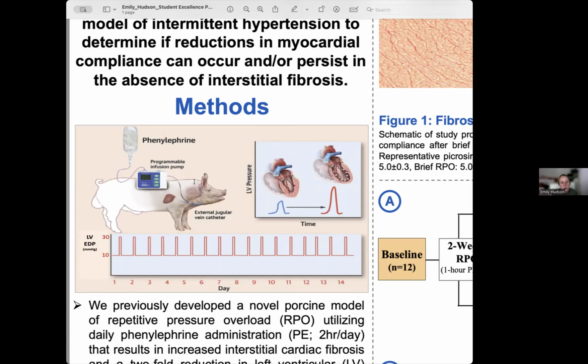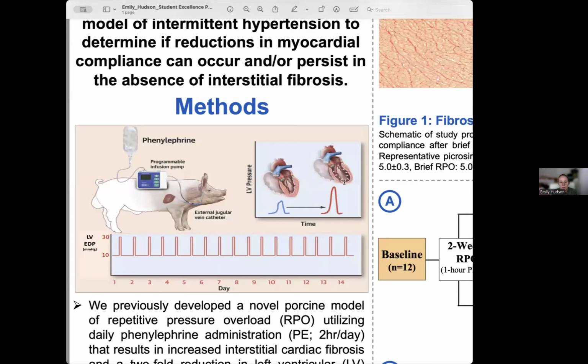We do this by instrumenting pigs with jugular vein catheters, and we connect them to programmable infusion pumps and administer phenylephrine for 2 hours a day over a period of 2 weeks. Phenylephrine is an alpha-1 adrenergic receptor agonist, which means that it is a vasoconstrictor and it elevates the systemic blood pressure, which creates this stretch-induced injury on the heart. So when the pressure increases, the pressure in the heart increases, and it creates this stretch-induced injury.